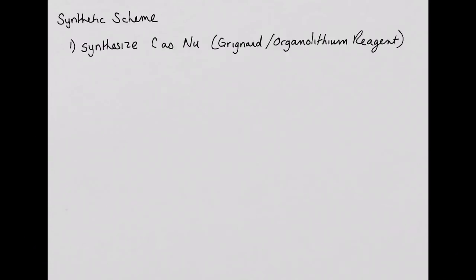The synthetic scheme for making and using a Grignard reagent to react with a ketone or an aldehyde is typically 3 steps. In the first step, we have to synthesize the carbon as nucleophile, either the Grignard reagent or the organolithium reagent. An example of this is reacting ethyl bromide with magnesium metal in ether, which produces the Grignard reagent.